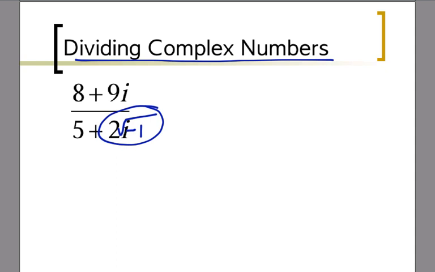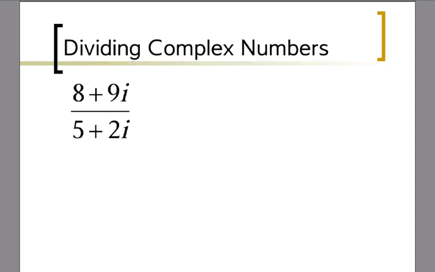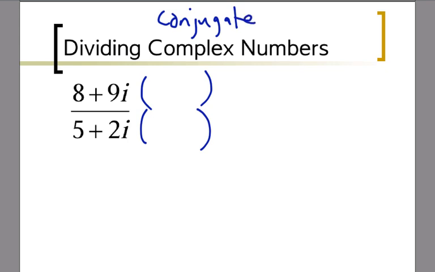denominator. So to do that, just like when we had square roots on the bottom, we multiply the top and bottom by the conjugate of the bottom. So conjugate, I'll write that up here. The conjugate for 5 plus 2i is 5 minus 2i.